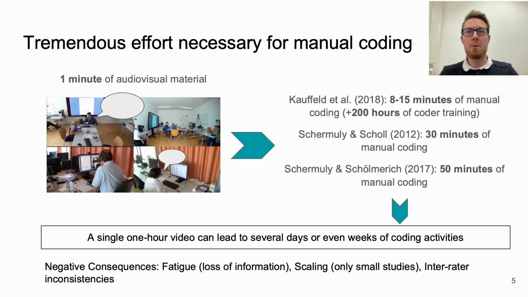Now we have all these capable tools to study group behavior at our disposal, such as the domino framework or territoriality, but widespread use is often avoided due to the high efforts necessary for manual coding activities. Often a single 1-hour video of a user study can lead to several days of coding activities according to different estimates. Consequently, several problems may arise, such as fatigue, which may in turn lead to loss of information, or people may abstain from conducting larger scale studies in the first place. And finally, inter-rater inconsistencies may occur.